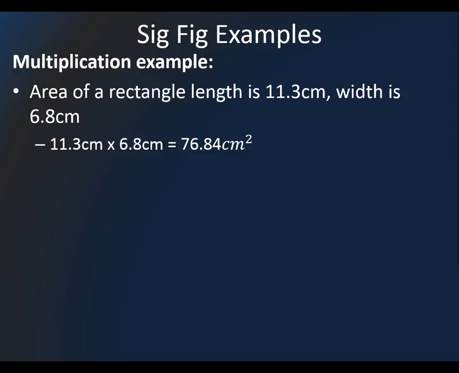So what we need to do in this case, because it's multiplication, is choose the fewest number of significant figures we have, which in this case is 2. So we're going to look at 76.84. 8 is 5 and above, so the 6 rounds up to a 7, and that gives us our 2 significant figures. Our answer here is 77 centimeters cubed.